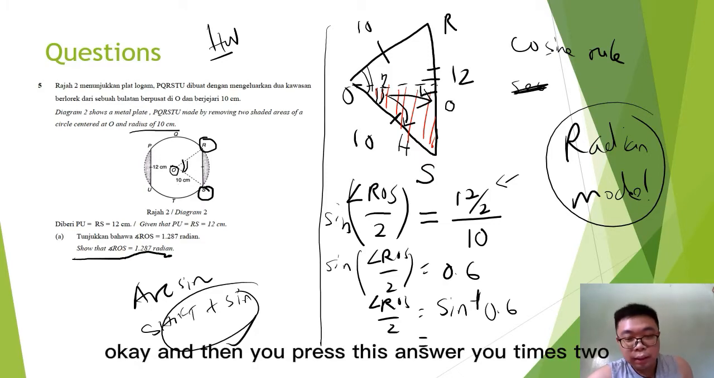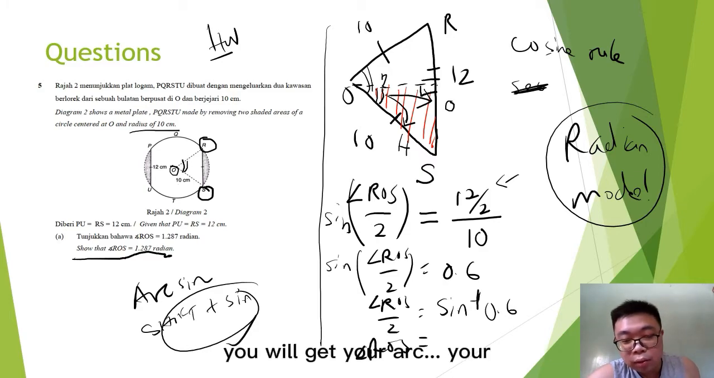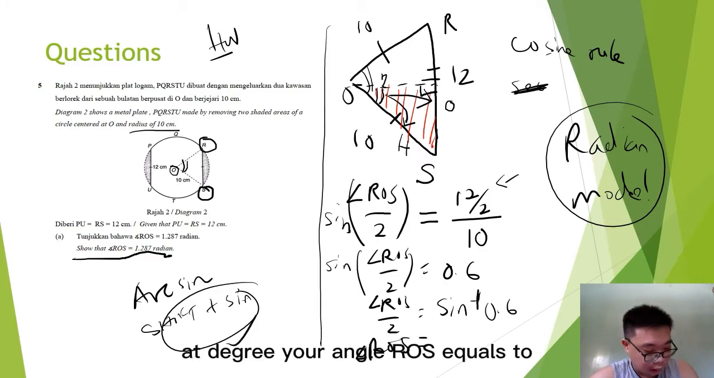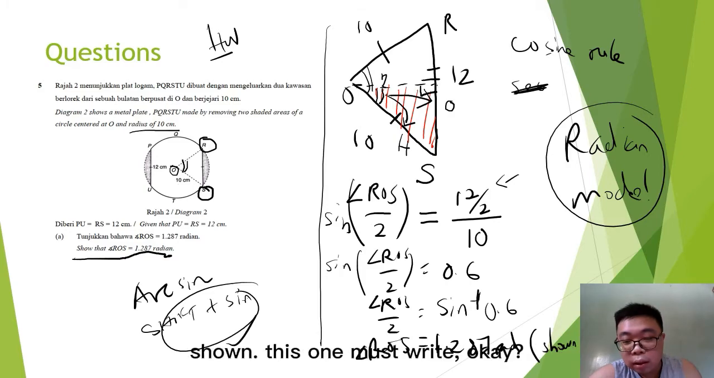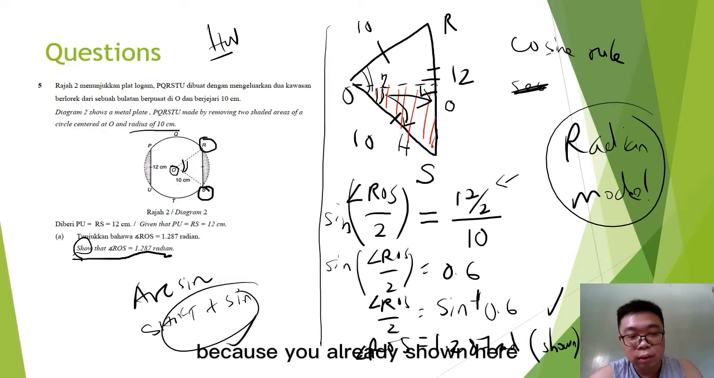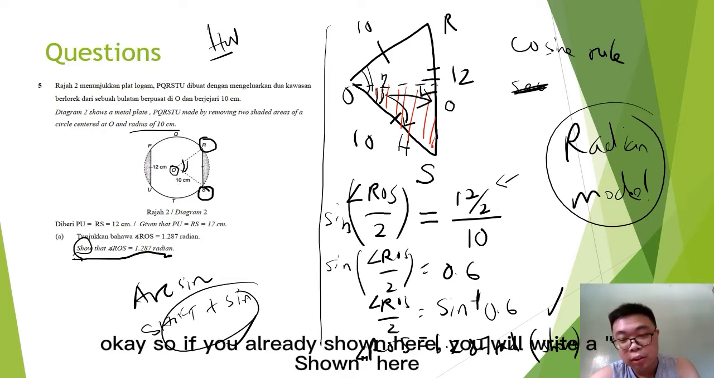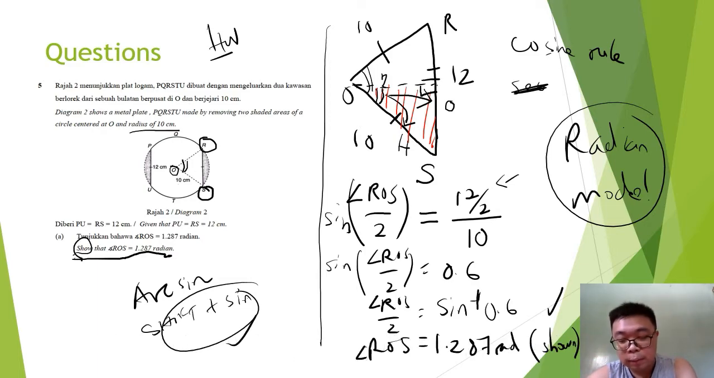And then you take this answer and multiply by 2, you will get your angle ROS equal to 1.27 radian, and you put it as shown. This one you must write, because it is already shown here, so you will write "shown" here.